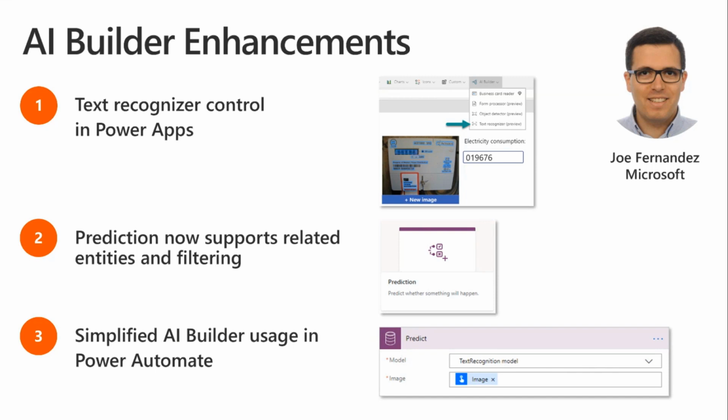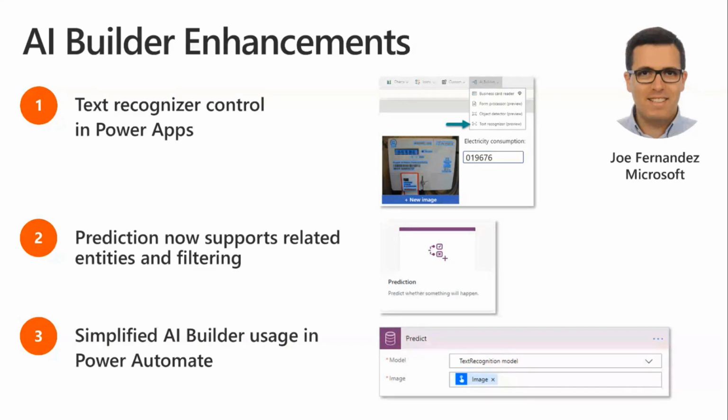Now we've released two enhancements. The first one is that you're able to predict over more than one entity, so related entities in CDS, as well as having the possibility to filter over the data. So maybe you don't want to predict over all your historical data, but given a date range or a geography, you can now apply filtering to the data you're going to predict.